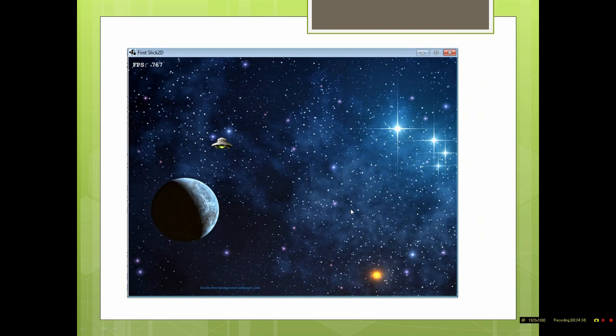Now, we're almost there. One of the most important things that we haven't talked about yet is, here's my game running. I took a little screenshot of the game running.